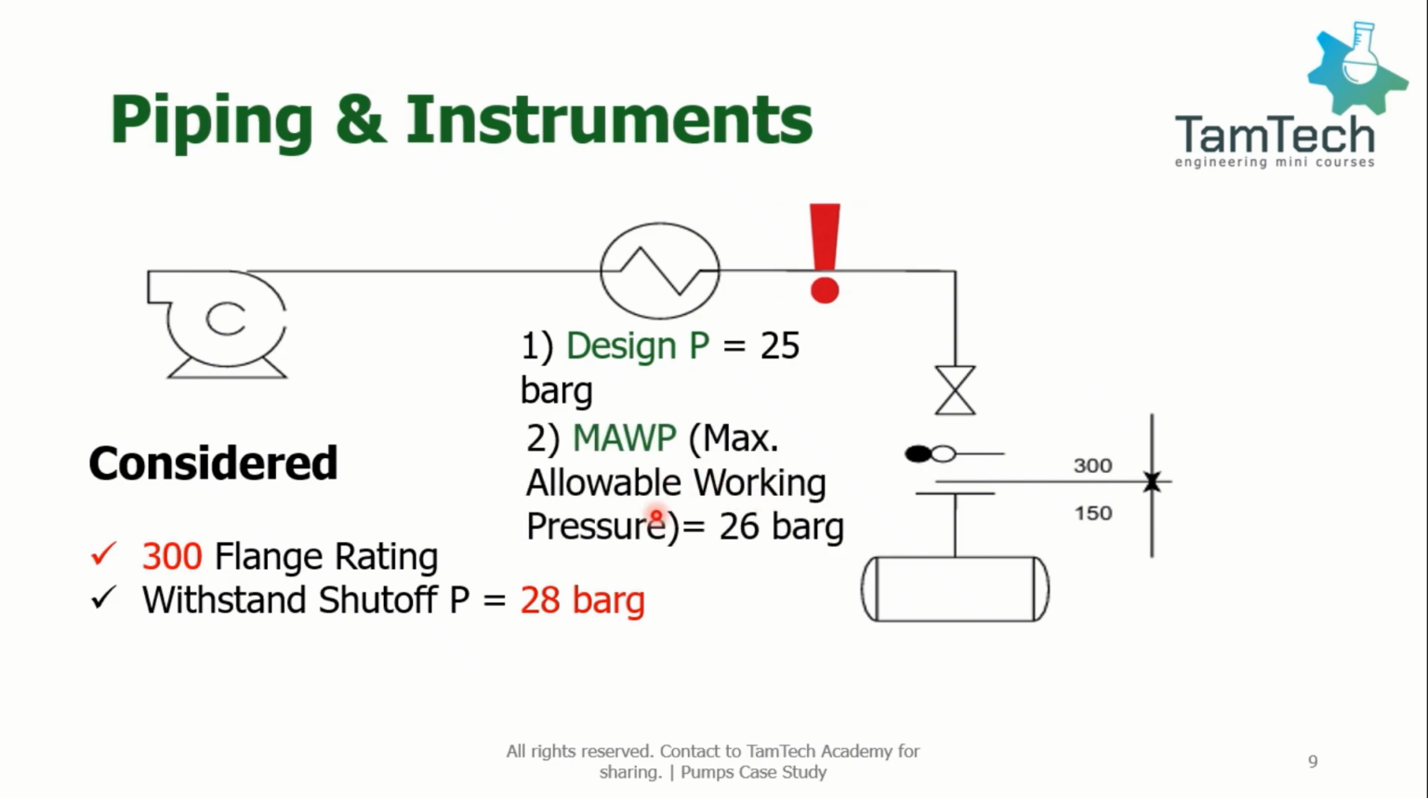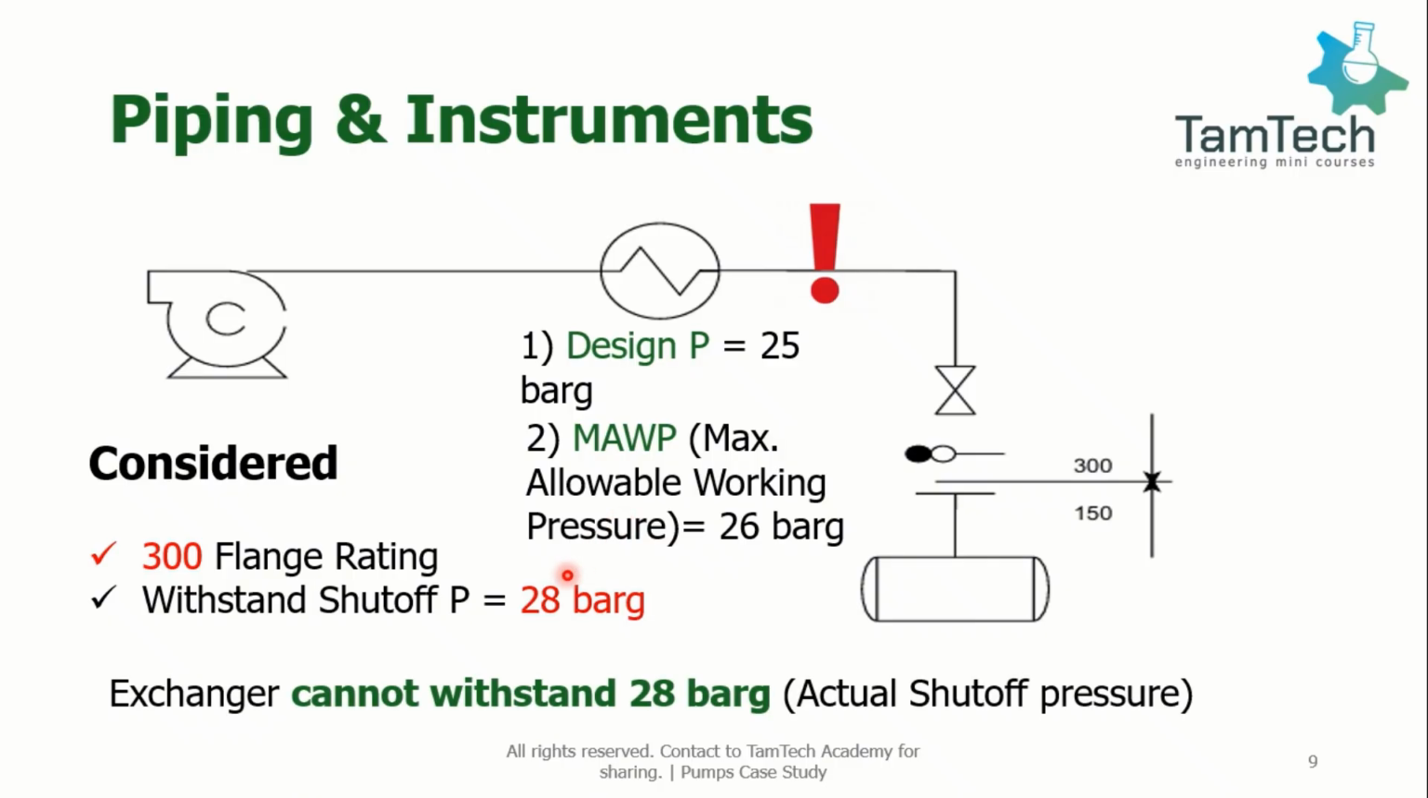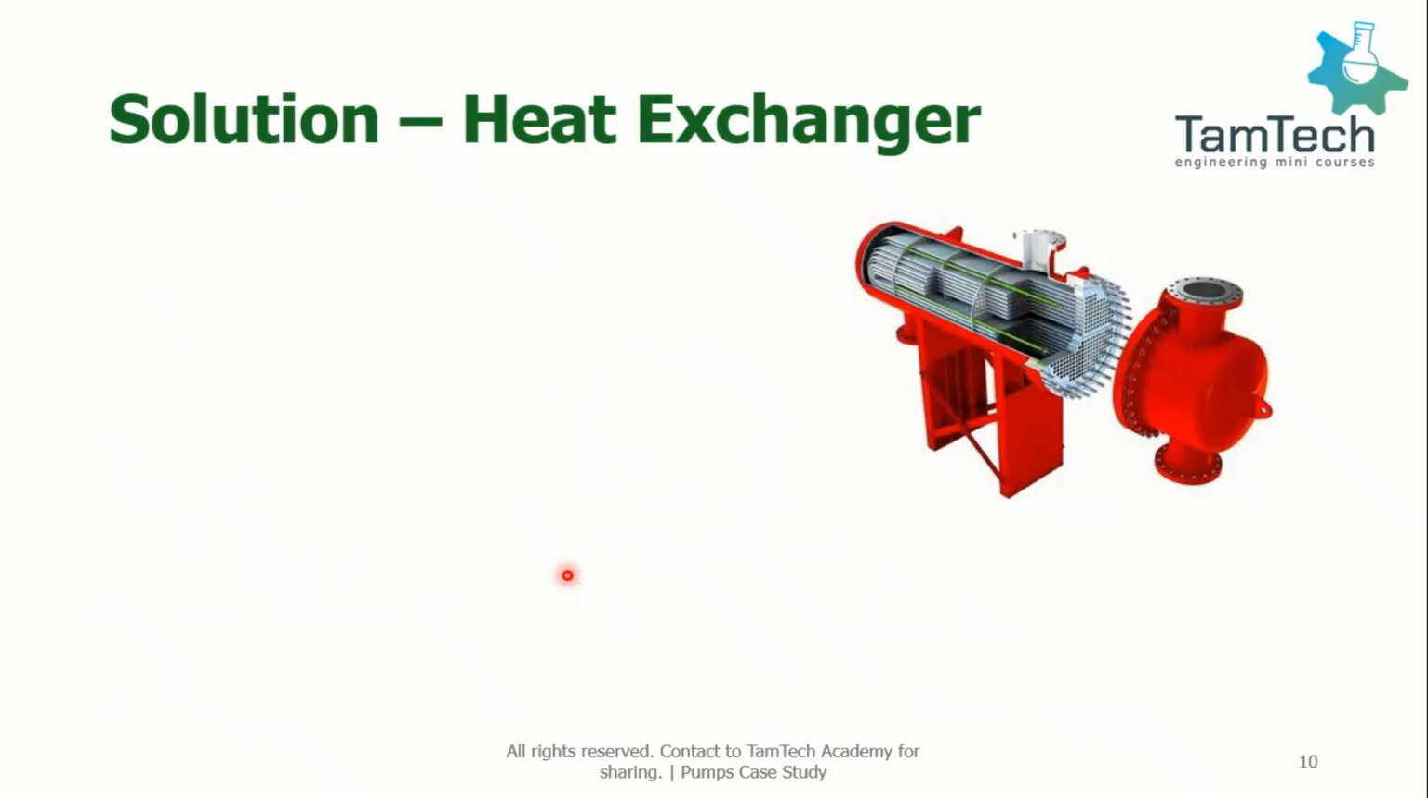This means that the heat exchanger cannot withstand the pump shutoff pressure in case of any blockage occurring downstream of the exchanger while the pump was still running. So now we have a weak point in the pump discharge system. What shall we do? Adding more layers of protection seemed to be a very expensive solution.